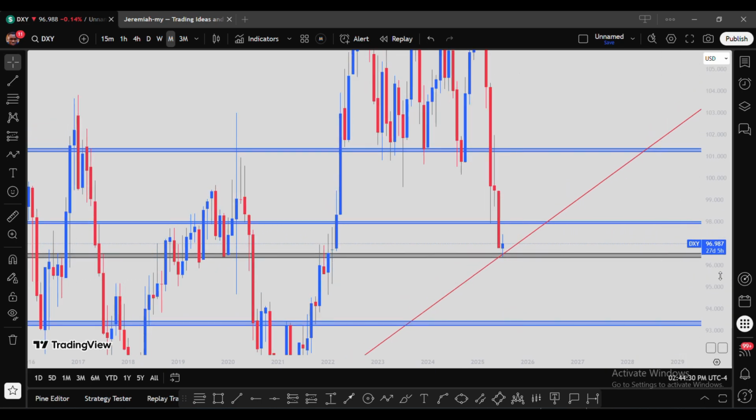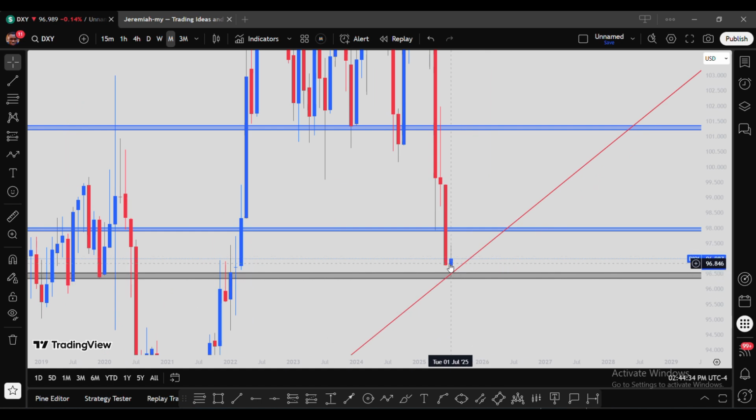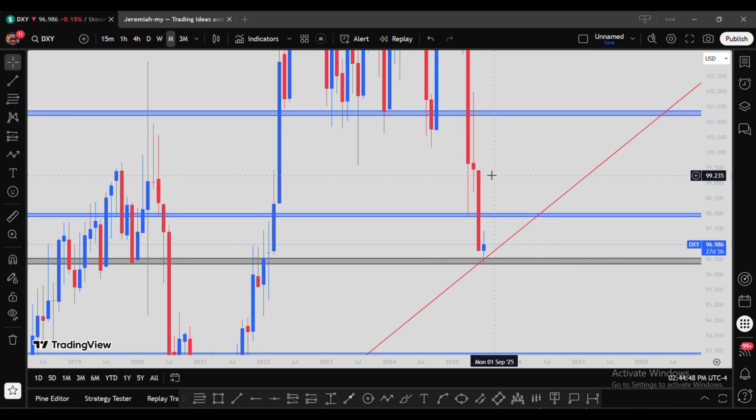So if this level does hold and price continues back to the upside from here, then we are going to be seeing a downward movement on EURUSD and also on GBPUSD. If price continues heading higher from here, we are definitely going to see a downward movement on EURUSD and GBPUSD. If that happens, I'll be looking to short EURUSD and also short GBPUSD.